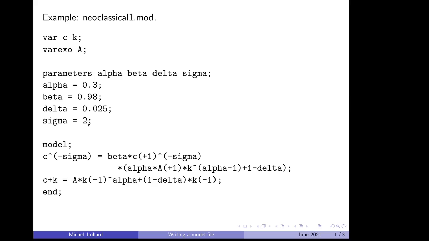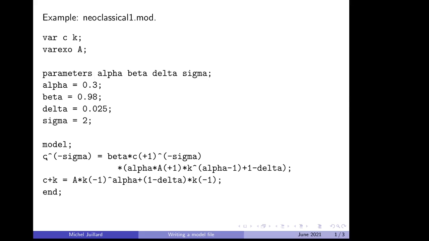Next, you're going to write the equations. The equations are written in what we call a model block that starts with the keyword model, semicolon, and terminates with the keyword end, semicolon. Then you write the equations pretty much the way they were written in algebra. When the variable appears at the current period, you don't need to indicate anything.